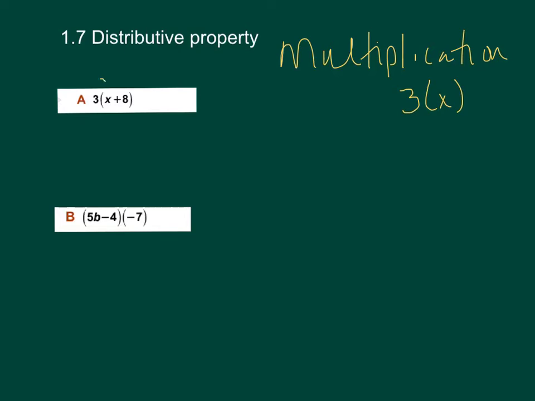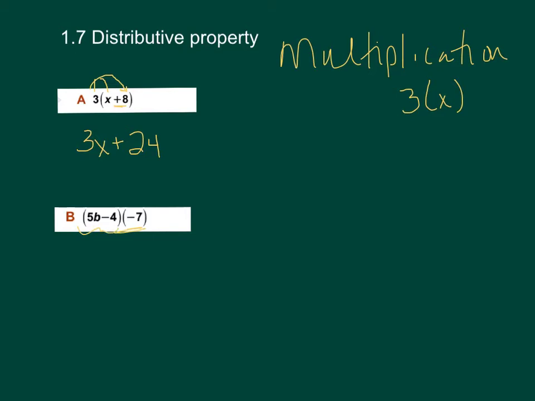So we need to take 3 times x, and we get 3x. And then 3 times 8, now no, it's a positive 8, which is 24. So 3x plus 24. Okay, and that's our answer. Okay. On the next one, we have a negative 7 that's outside 5b minus 4.